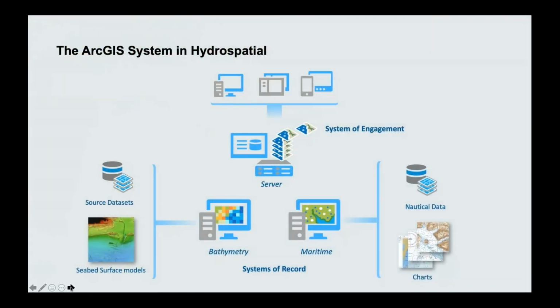First, for those that are not familiar with the ArcGIS platform, I would like to introduce the main maritime components of the system. In this slide, we have three main components. One is called ArcGIS Bathymetry, and the other one is ArcGIS Maritime at the bottom of the screen. We consider those two solutions systems of record, which means you will use these two solutions to build your databases. The bathymetry one is a bathymetric database, and the maritime one is a nautical database for chart production.